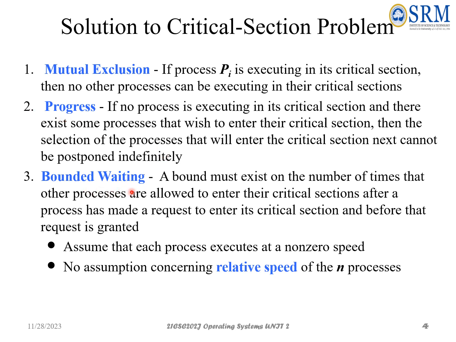Coming to the bounded waiting. A bound must exist on the number of times that other processes are allowed to enter into their critical section. This is the concept. We have a certain bound or limit on the processes that are allowed to enter their critical section after a process has made a request to enter into its critical section, and before that request is granted. That's all about the critical section. Thank you.